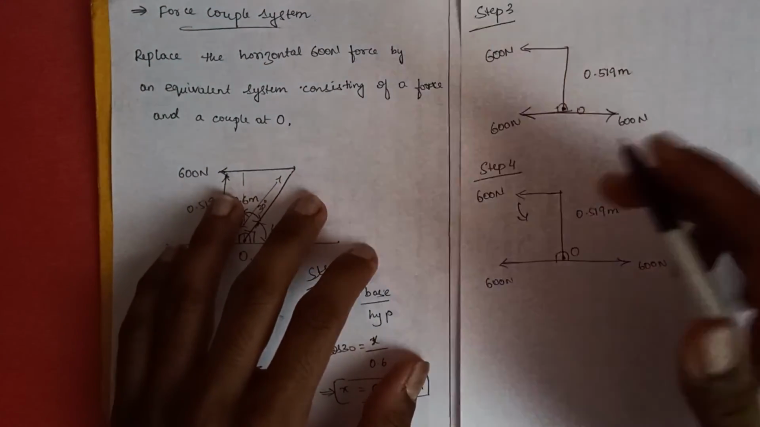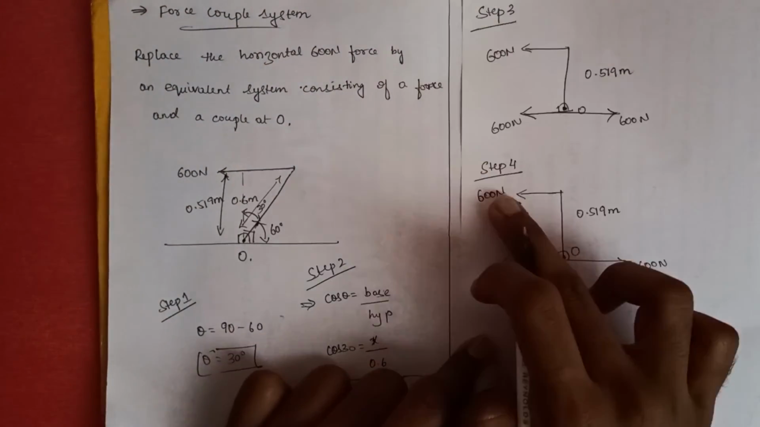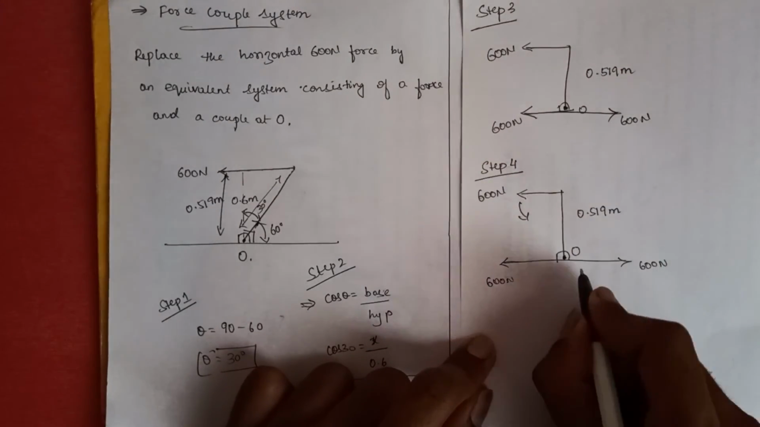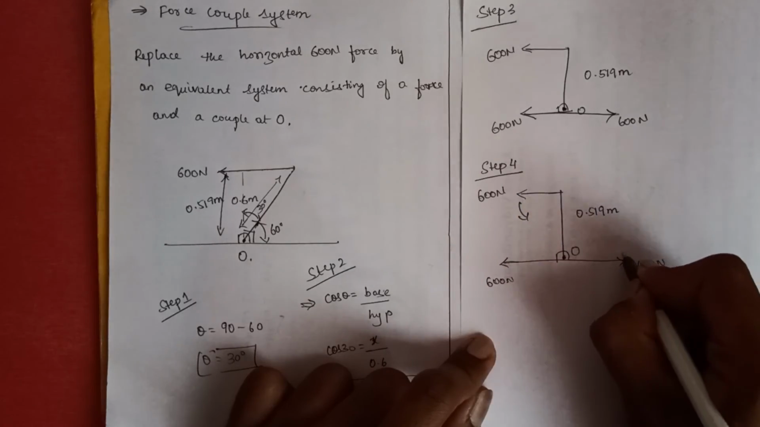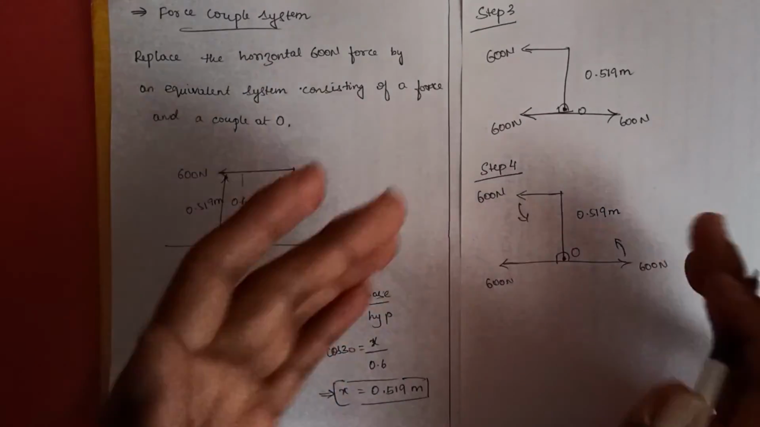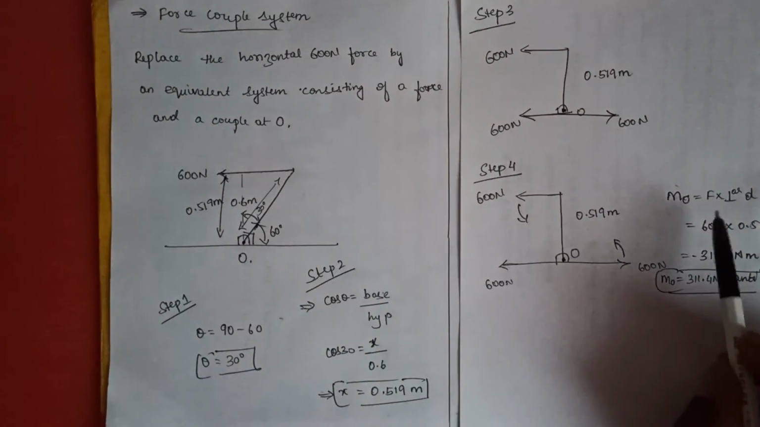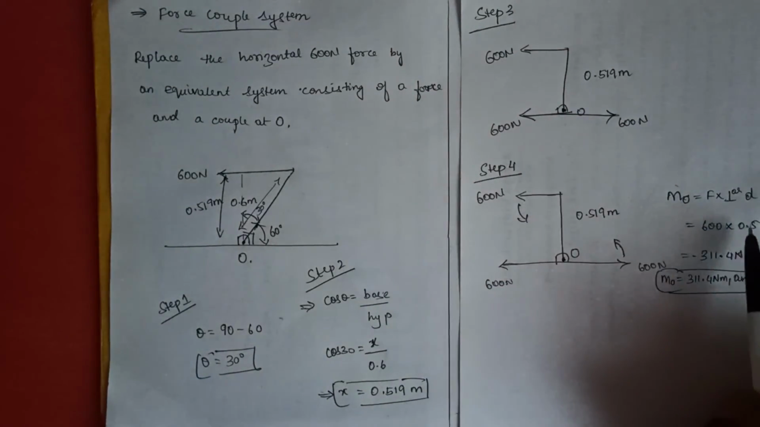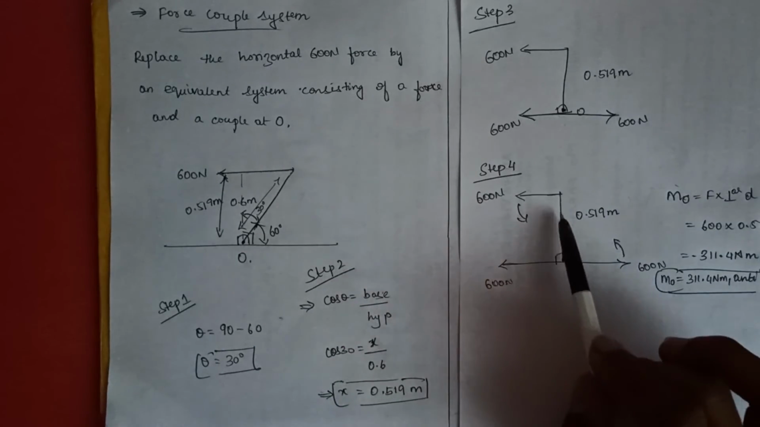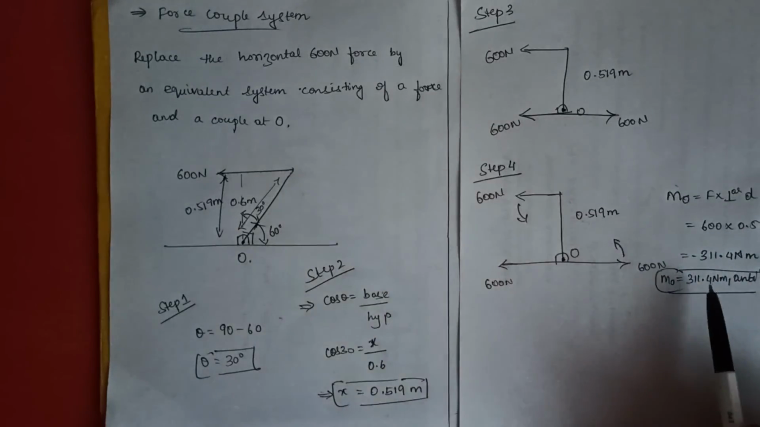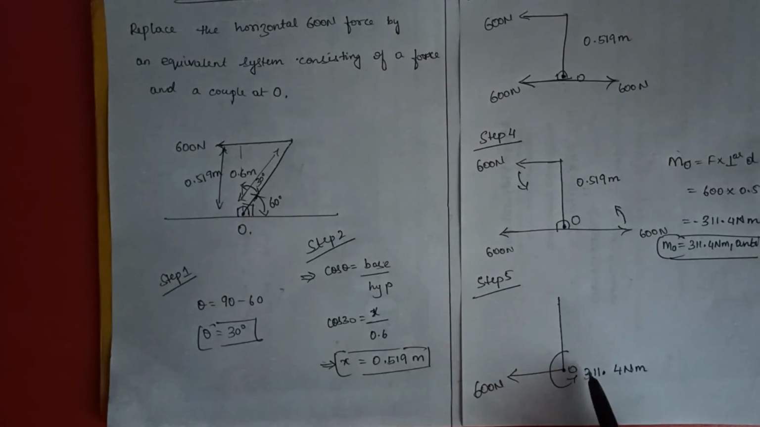Now to find the moment, you'll have to move the 600 newton force in a clockwise direction. Once you do that, you'll have to move this 600 newton force in an anti-clockwise direction, such that both of these forces meet and they couple each other. And you also have to find the moment with respect to point O. When you do that, the force into perpendicular distance, that is 0.519, you get minus 311.4 as it is in anti-clockwise direction. And the final step will be to write the couple and the remaining force.